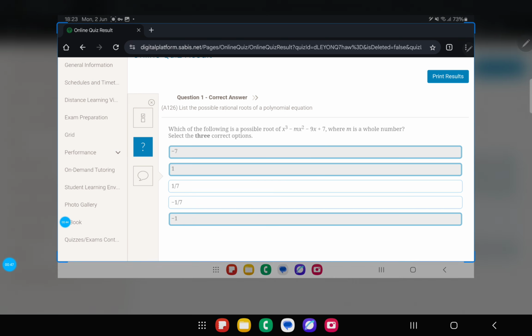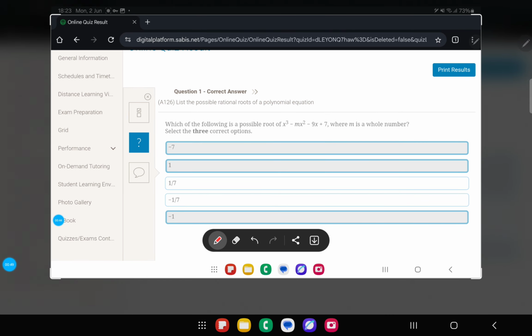Alright. So, x cubed minus mx squared minus 9x plus 7 equals 0. We're going to make it equal 0. That's the first thing we'll do. Now, we're going to have to check all the roots, but I'm going to check the correct one, which is this one. The other ones are all wrong.